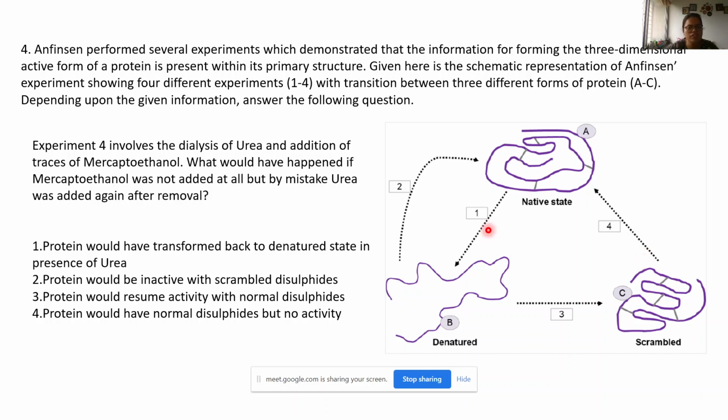Hello? Anyone wants to comment? So Sneha, Divya has written option three. Ankit Mukherjee has written option two. Okay. So one is saying option 3, which is protein would resume.